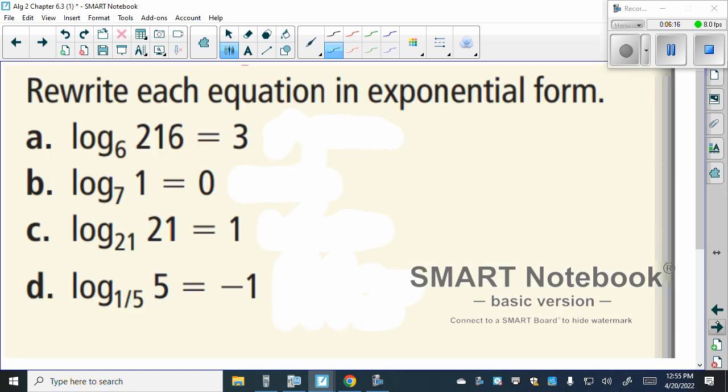Okay, so let's look at these three here. When we rewrite this one from logarithmic to exponential, we would have 6 to the third equals 216. How about the next one?